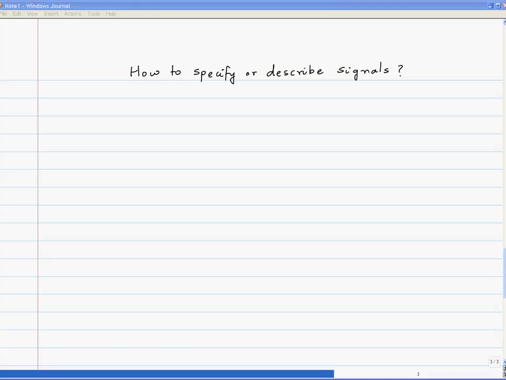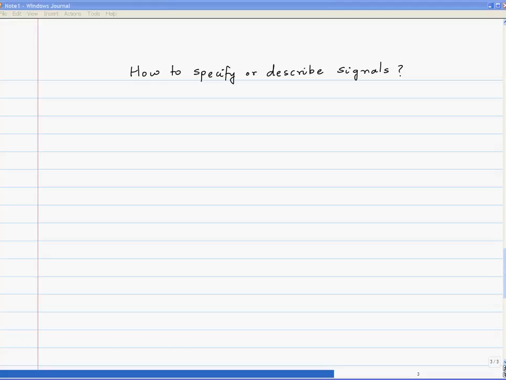Now I'm going to talk about a couple of different ways in which we will typically describe or specify a signal. Recall that we defined a signal as a function of an independent variable. We said the independent variable is typically time. So what we have then is a function of time, and the question now is, what are different ways in which I could write these functions of time?